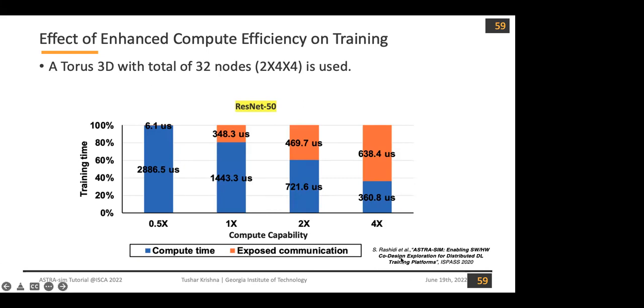This is an experiment we did with the simulation platform, where we asked, what if my compute efficiency becomes 2x or 4x? We noticed that the compute time really drops, of course, but now communication can start becoming challenging. So this is something to keep in mind, where increasing the efficiency of the compute accelerator actually has implications for communication.